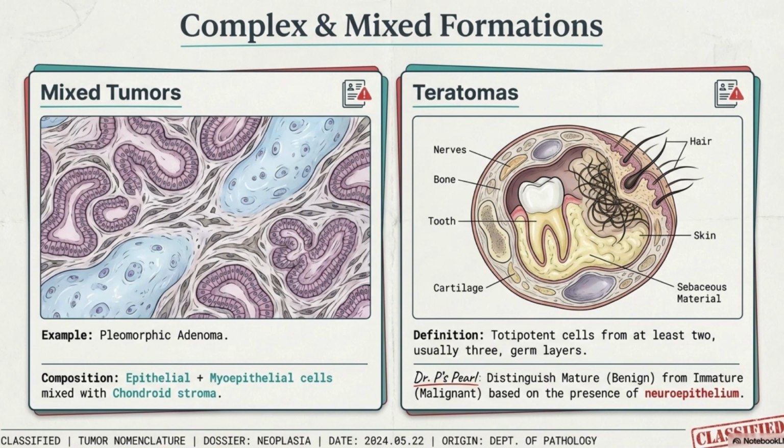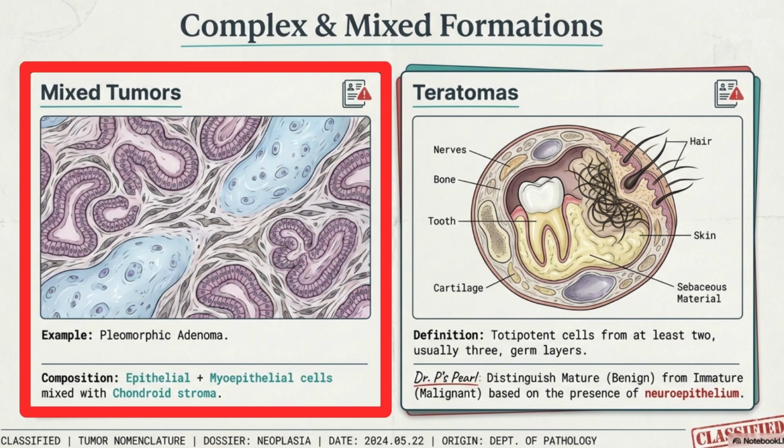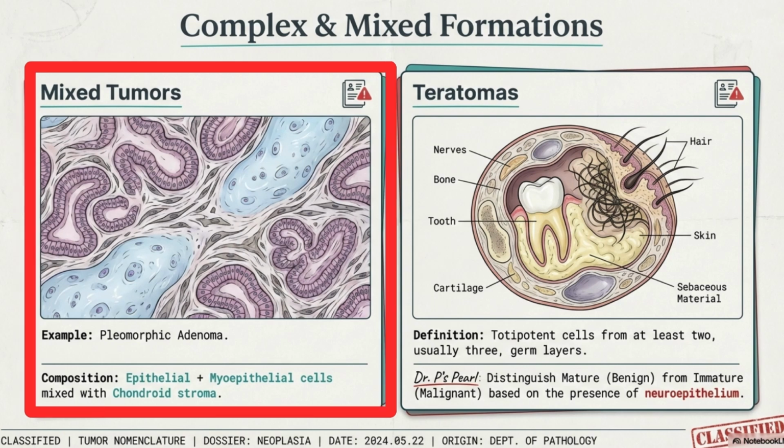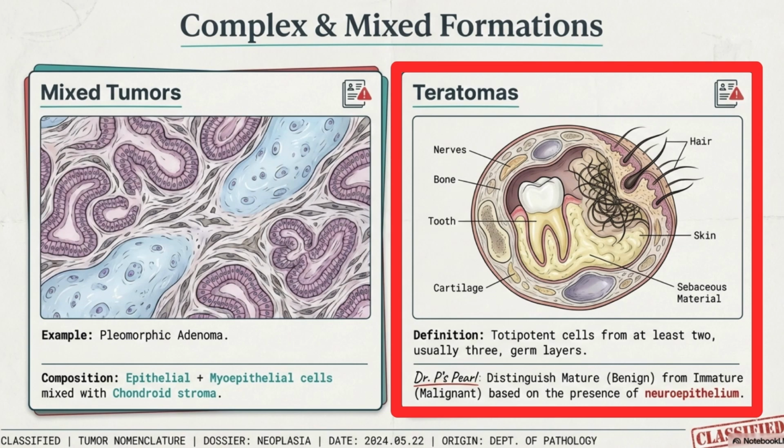Now let's see some tumors that operate beyond basic nomenclature. Mixed tumors. For example, pleomorphic adenoma. It is a mixture of epithelial plus myoepithelial cells with chondroid stroma. Teratomas. These arise from totipotent cells from at least 2, usually 3 germ layers.